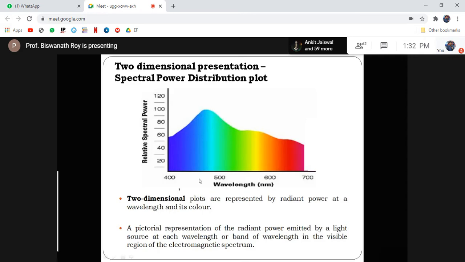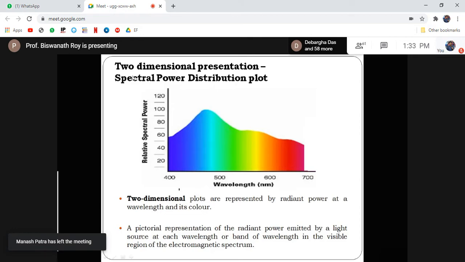Optical power is maximum in the emitted radiation. So it is the wavelength here. It is the wavelength here where the optical power emission is maximum, whereas this is the wavelength here where optical power emission is minimum. So we can have some idea of the amount of optical radiation emitted at different wavelengths. So information of emitted power is available from the two-dimensional plot, what we call the spectral power distribution.